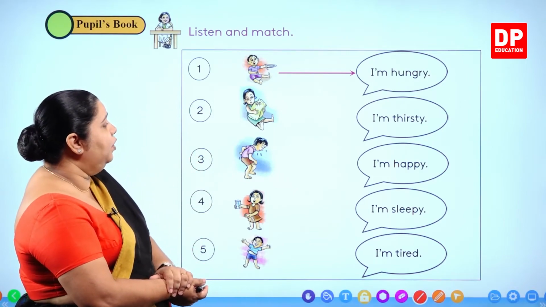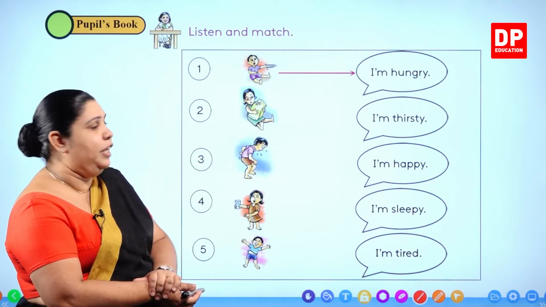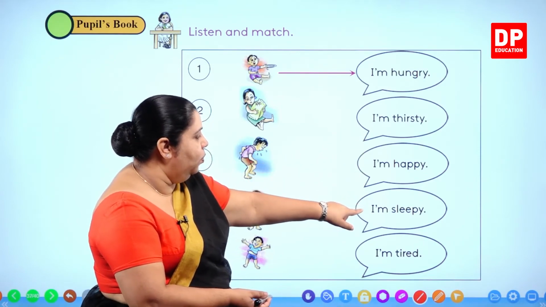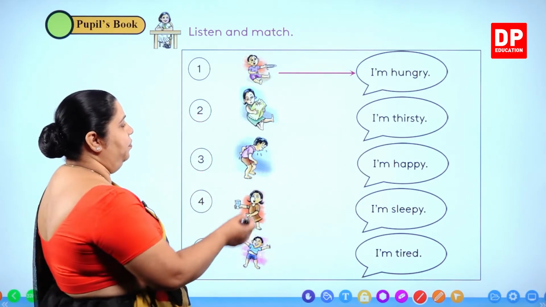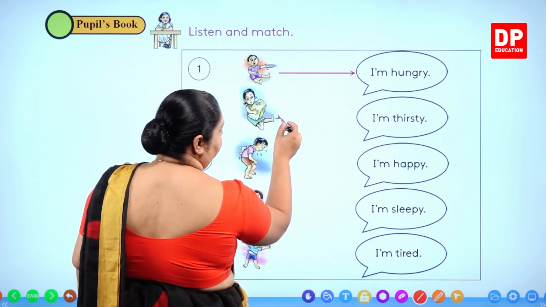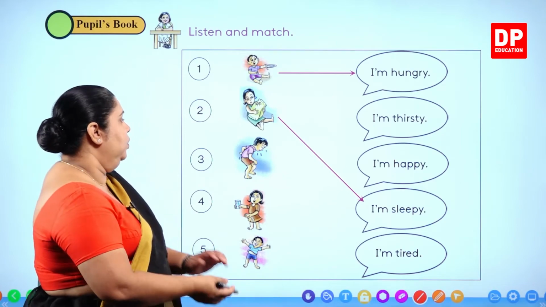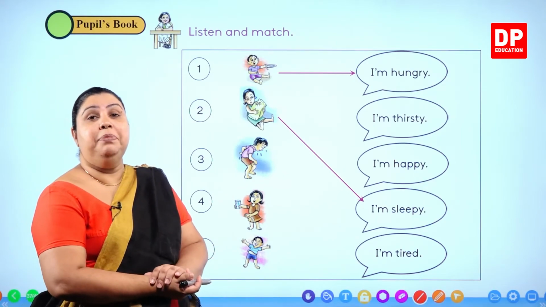She wants to go to sleep. So where is the word sleepy? This is I'm thirsty, I'm hungry, oh, I'm sleepy. So we can match this picture. I'm sleepy. Okay. Oh, now look at the third picture.